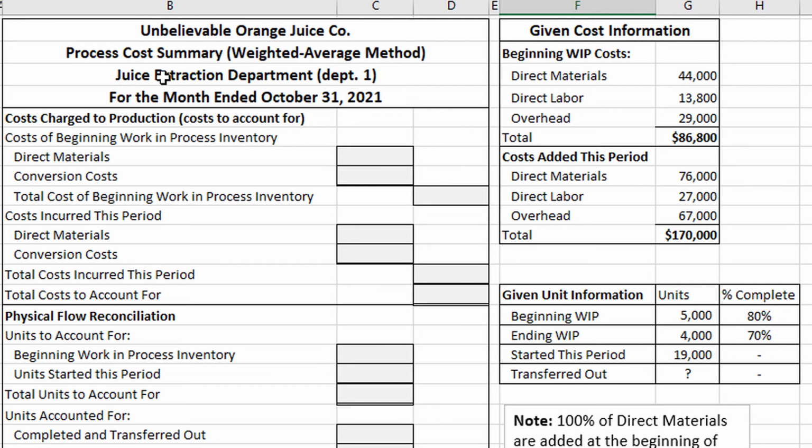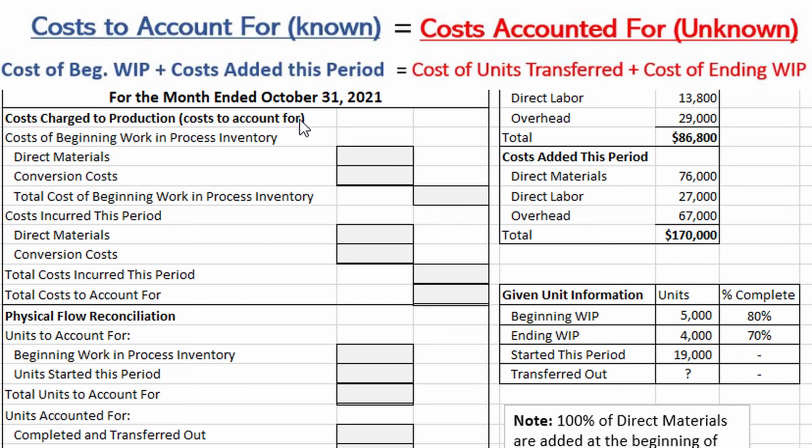This is for the juice extraction department, which is department number 1. Remember that you'll have to complete one of these reports for each department that the product must go through. And this is for the month ended October 31st, 2021. The first section is for the costs charged to production, also known as the costs to account for. And this is the left-hand side of the equation that we looked at earlier. It's equal to the beginning work in process inventory plus the cost incurred this period. So when we add those two numbers together, we will get the total costs to account for.